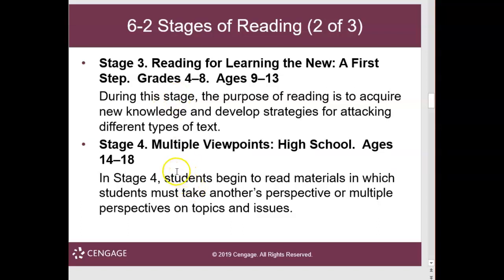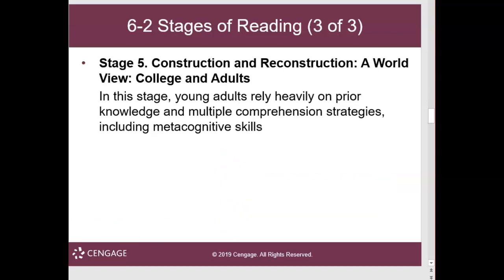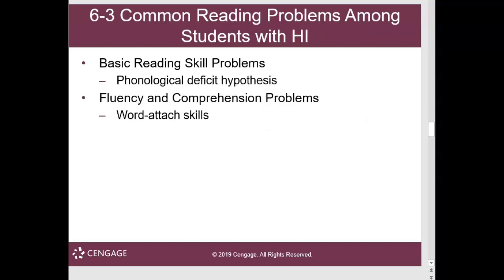And then multiple viewpoints. So high school students begin to read materials in which they must take another's perspective, or multiple perspectives on topics and issues. Something like this, you would not do with 5-year-olds, right? Or you would not do with a 7-year-old with autism necessarily. And then stage 5 is really ongoing, right? Even still for some of us today: construction and reconstruction of a worldview. So thinking about prior knowledge, multiple comprehension strategies, including those metacognitive skills. So think about even when you're reading, whether it's a textbook or for fun, how are you understanding, how are you comprehending what you're reading?